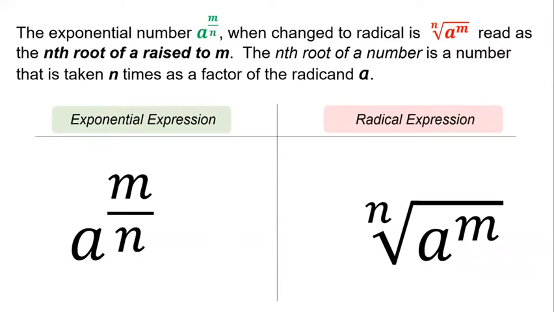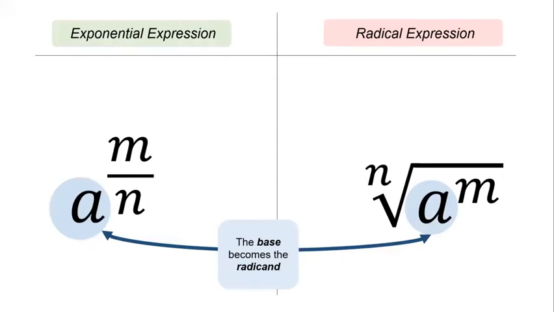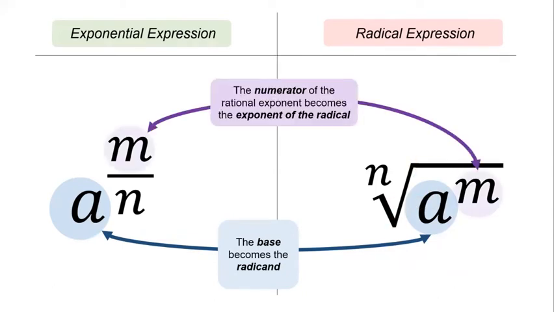Now, to transform an exponential expression na may fractional exponents to a radical expression, ang gagawin natin ay isulat ang base sa loob ng radical sign. So, from base, naging nasa loob na siya ng radical symbol. And then, isulat ang numerator of the exponent as exponent ng ating radical.